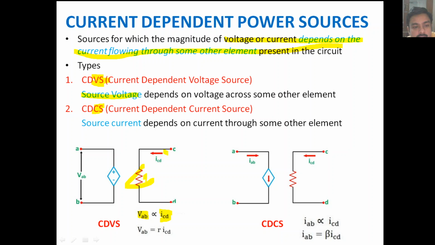In this case, for the current dependent voltage source, the current ICD is flowing through this element, and the voltage VAB is dependent upon this current. Whenever we remove the proportionality sign, we choose some constant, RE in this case. The same is the case for the current dependent current source. This is the source, the square shaped one, and the value of the current through this source is dependent upon ICD. Why? Because IAB is proportional to ICD. If we remove the proportionality sign, we have beta ICD, where beta is just a constant.